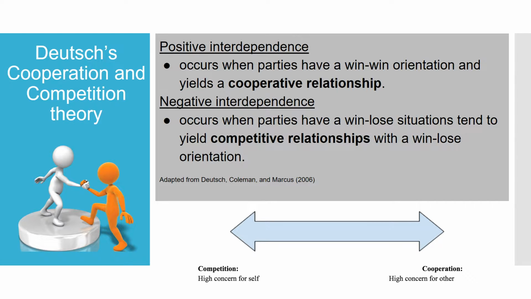Deutsch's cooperation and competition theory predicts types of interactions that will occur between negotiating parties based on disputing styles, which refers to the type of interdependence among goals of the people involved in a given situation. Positive interdependence occurs when parties have a win-win orientation and yields a cooperative relationship. Negative interdependence occurs when parties have a win-lose situation and tends to yield competitive relationships. Positive interdependence between parties will facilitate constructive resolution of a conflict as opposed to a competitive process.